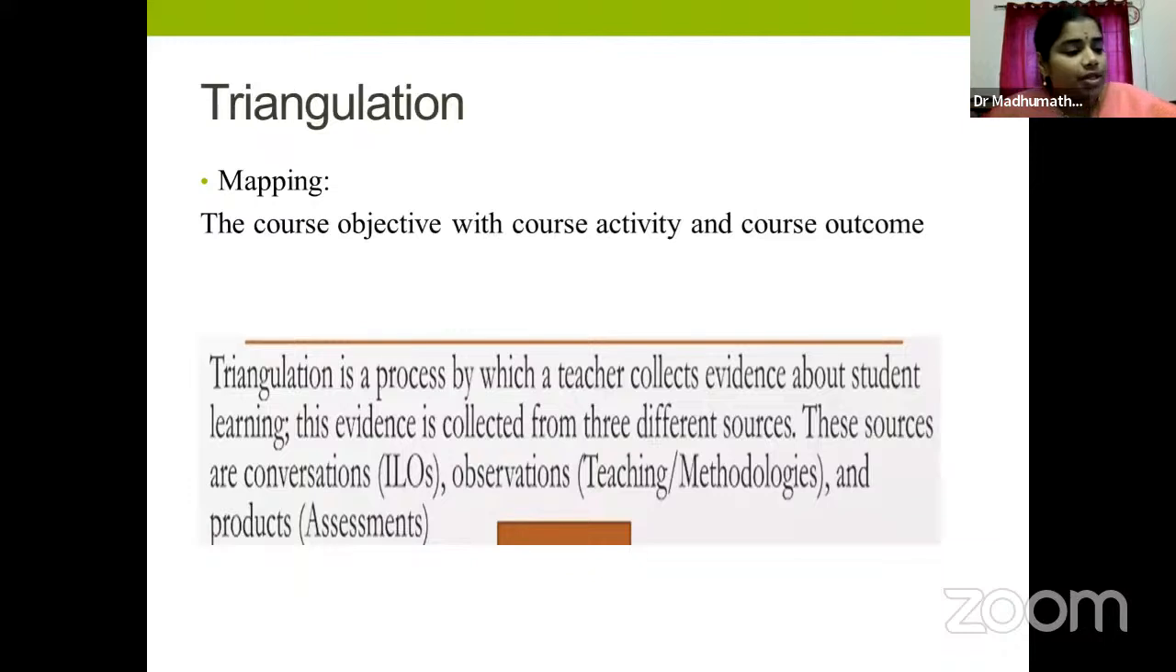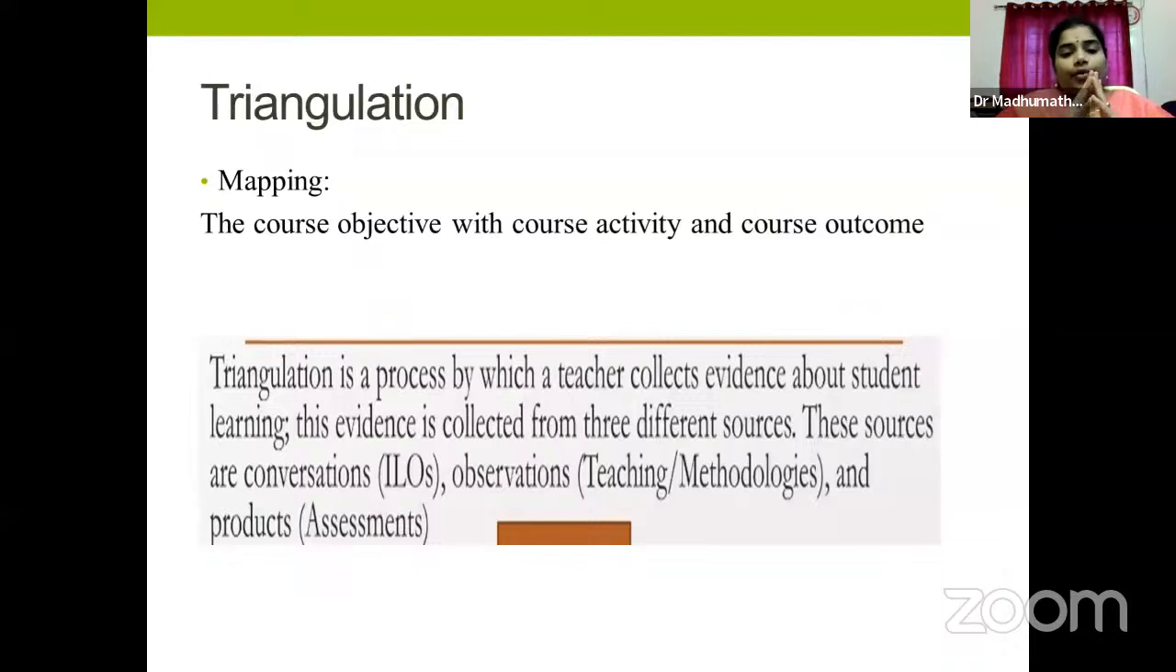Then coming to triangulation. Triangulation is a very important aspect in this overall talk that I wanted to talk to you. The course objective, the course activity, and the course outcome, these three things should be triangulated, so that the teacher is not deviated from any of these aspects and is very strictly directed towards the achievement of the goal of the course.